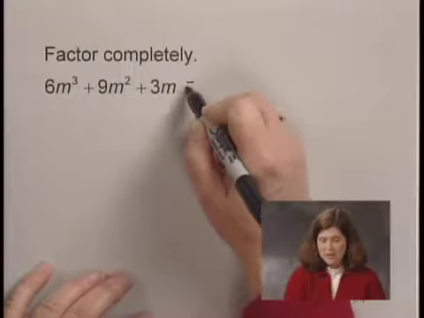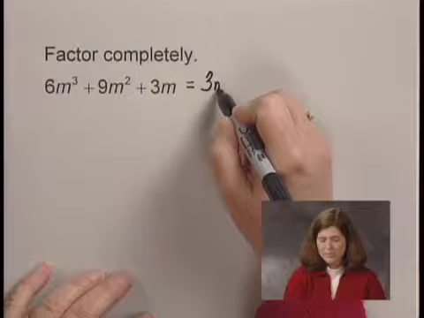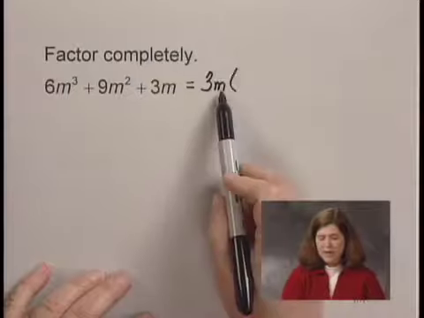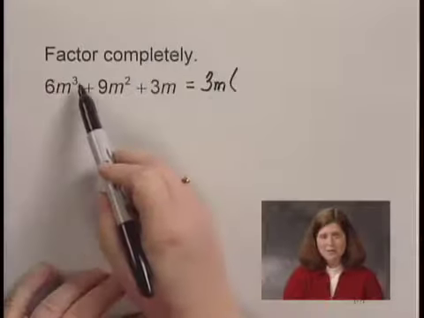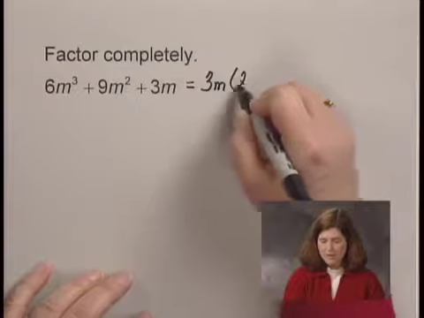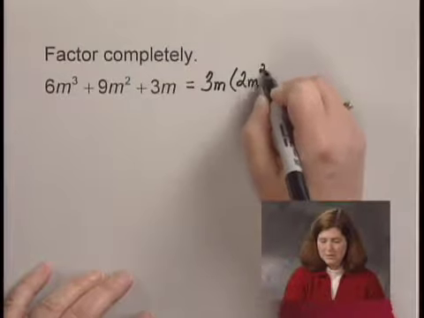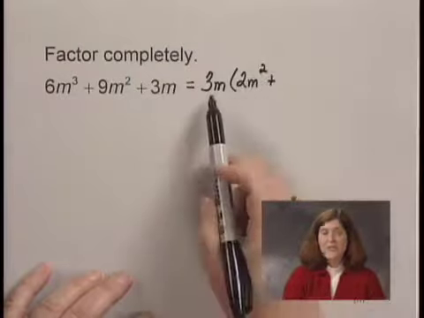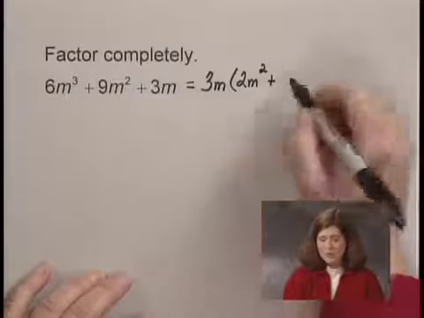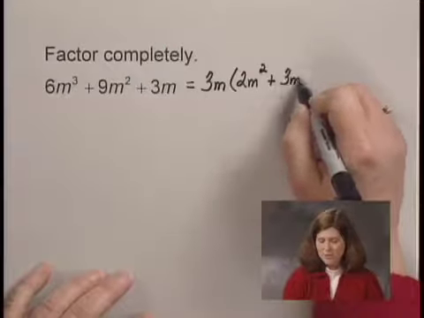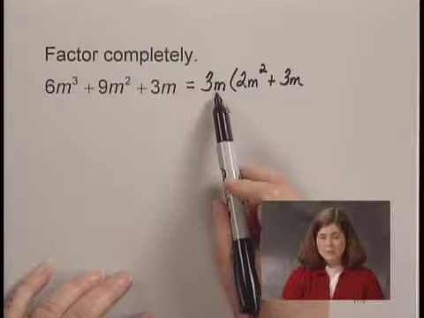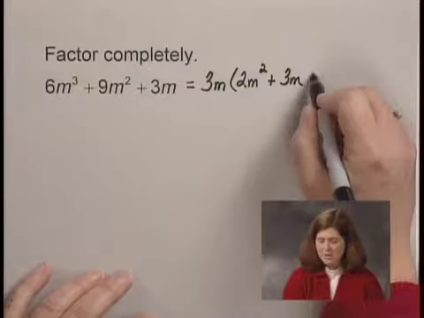To factor out a 3m, I write the common factor, and then I think, 3m times what is 6m cubed? That would be 2m squared. 3m times what is 9m squared? That would be 3m. And 3m times what is 3m? That would be 1.